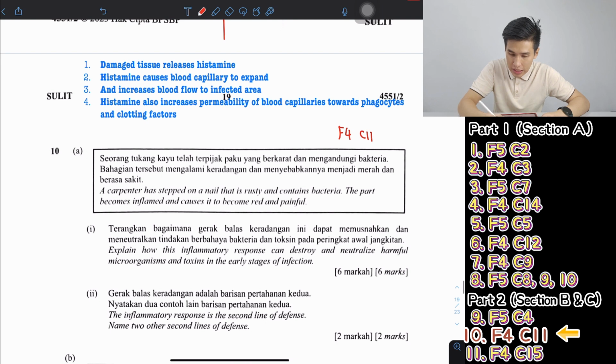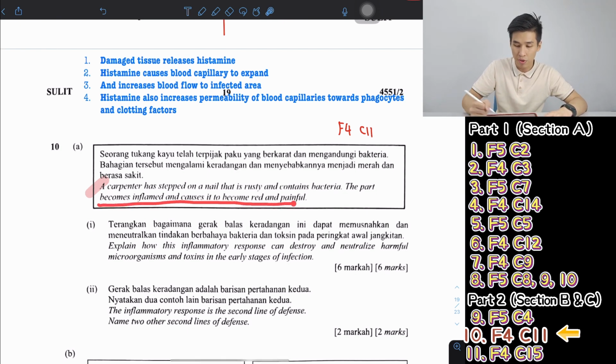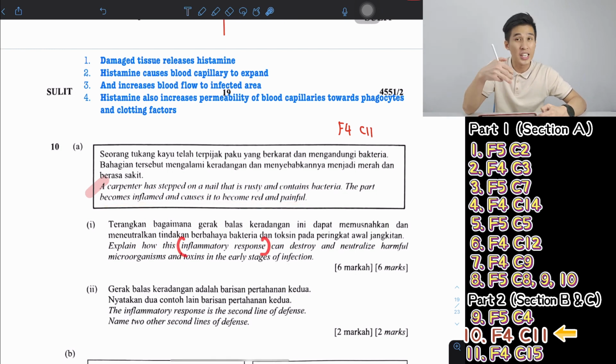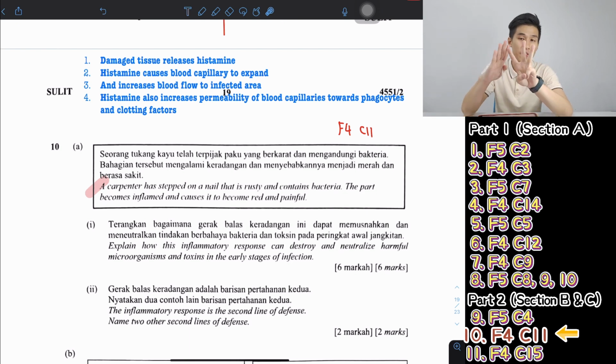Okay, so the first one is the second line of defense. Now let's read here. They say a carpenter has stepped on a nail which is rusty and contains bacteria. The part becomes inflamed, causing it to become red and painful. So they're asking us to explain the inflammatory response, inflammation. Now this is one of the second line of defense. So for the second line of defense, you have three things: fever, inflammation, and phagocytosis.